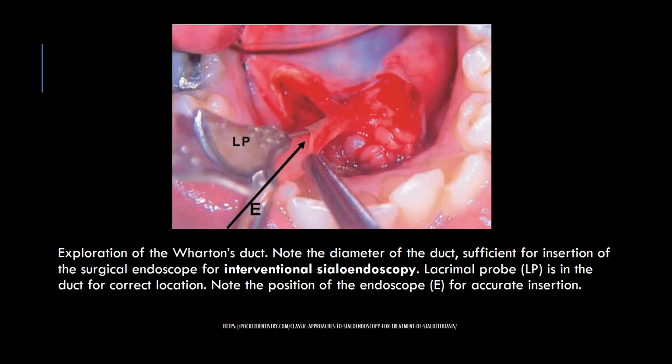This is an example of exploration of the Wharton's duct. You can note the diameter of the duct, and it is sufficient for insertion of a surgical endoscope for interventional sialendoscopy. A lacrimal probe has been used in this duct for correct location purposes, and it is important for you to note the location of the endoscope for accurate insertion as well.